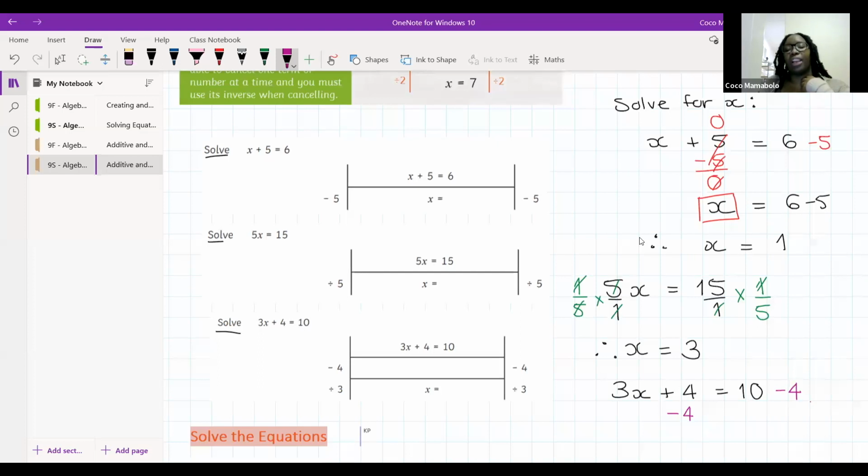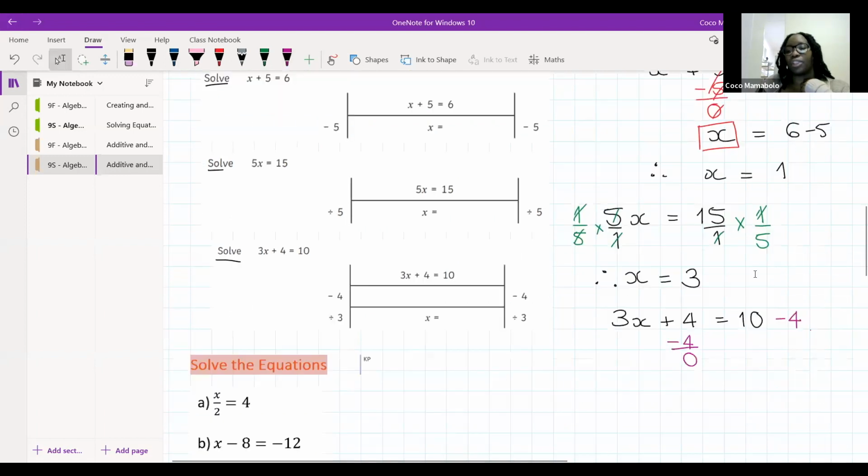Excellent. I can tell there's a bit of a lag. 4 minus 4 is going to give us 0. Bradley, what do I have left on this side? Because this has now cancelled. You have 3x is equal to 6. Good, it's equal to 6. Now, I want to get rid of this 3 times x. What do I need to do? We divide both sides by 3. Or we can multiply by?